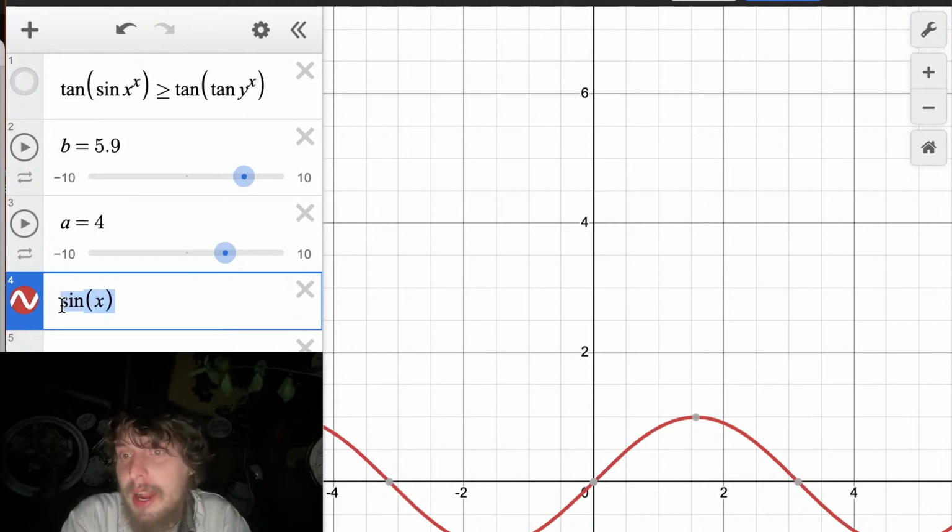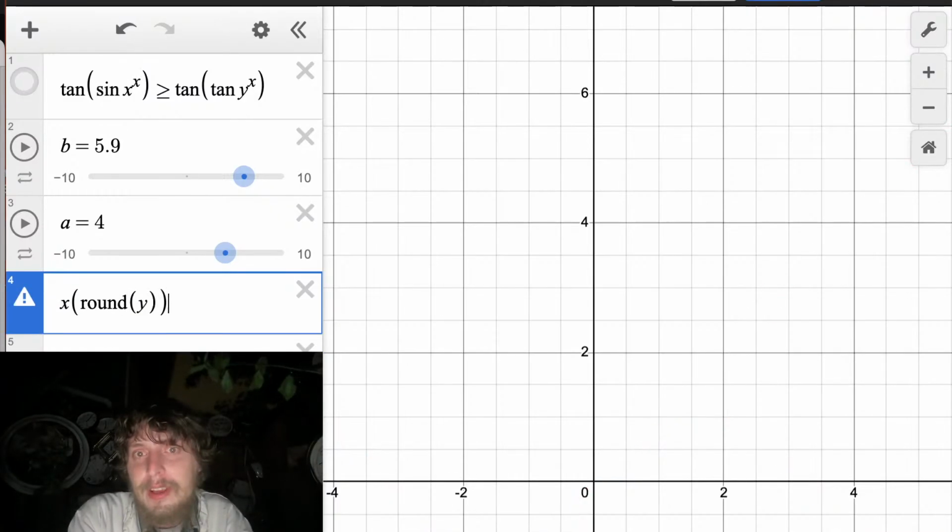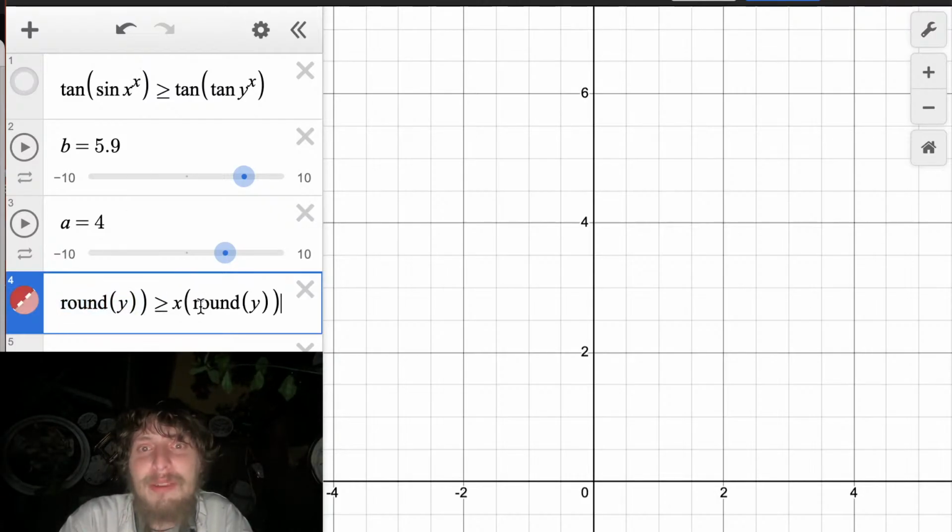So here I want to try that, but instead of trig functions, what if we had, for example, x times rounded y is greater than or equal to the opposite. Now remember, round is going to round it to the nearest integer, and as I've covered in a previous live stream, rounding makes things less round.